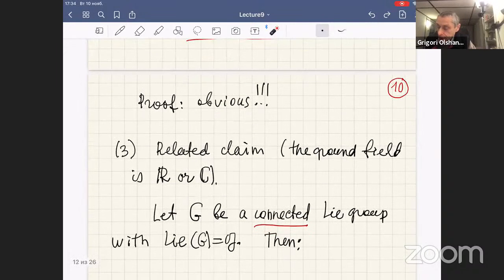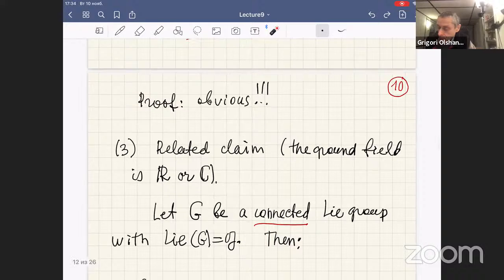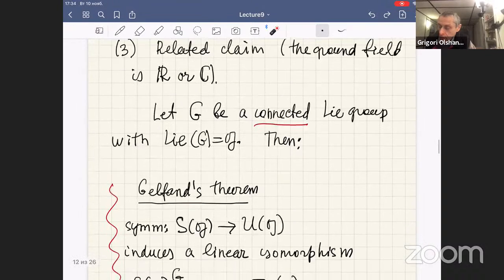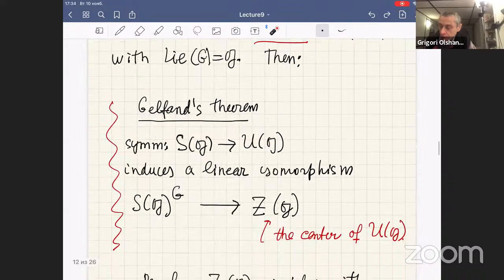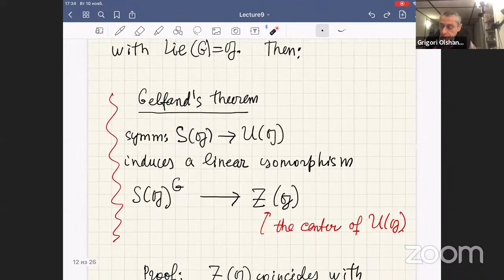The related claim. Here I assume that the ground field is the field of real or complex numbers. So assume that G is a connected, it's very important here, connected Lie group with Lie algebra equal to our initial Lie algebra. Then we have the result which is called Gelfand theorem.